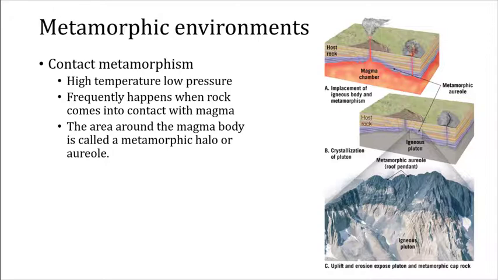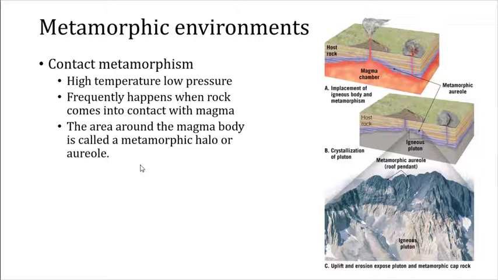First of all, something we alluded to before, but let's talk about it now, and that's contact metamorphism. This is going to be high temperature, low pressure metamorphism. What we're doing here is basically applying heat to the rock. We're going to cook it. We're not going to apply any pressure, just heat, but a lot of it. And we're going to do that with magma chambers or with dikes or sills or something like that. This happens, I say frequently, I should probably say always, when rock comes into contact with magma.